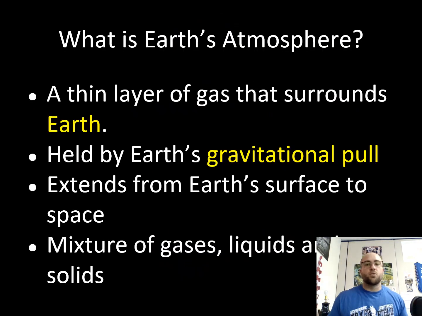All right, well, first off, what is the atmosphere? I mean, it's pretty simple. It's a thin layer of gas that surrounds Earth. It's actually held together by gravitational pull. We had to think about this yesterday. We are talking about invisible things, but invisible things still are matter. They have mass, they have volume, they can be held by gravitational pull. This atmosphere extends from the surface all the way to outer space, and it contains obviously gases. It contains some liquids and some solids.